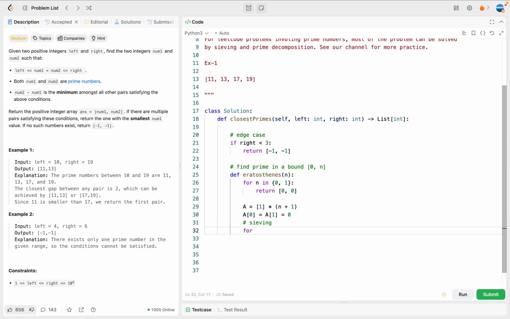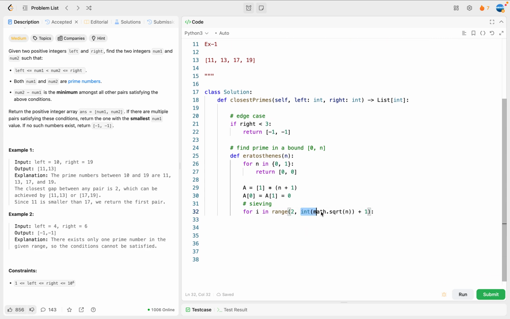So for i in range, we just need to start from 2 and end at the square root of n. If n is not a square number, I'm going to make it an integer first, and then add 1. This is the range, because we don't need to consider larger ones: if a factor is greater than the square root, roughly, then the other should be less.